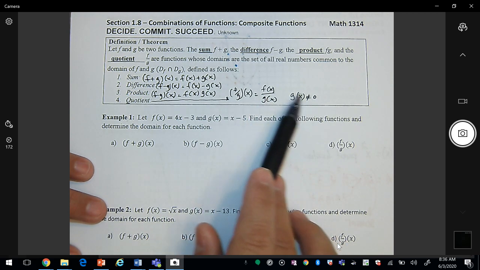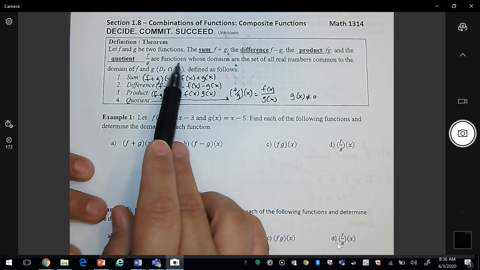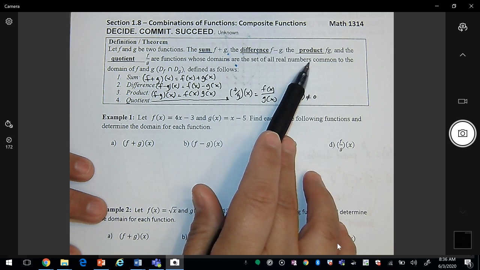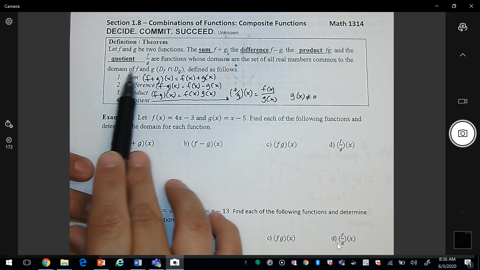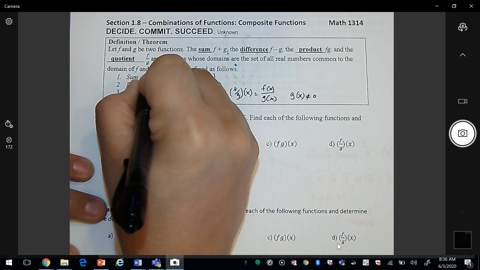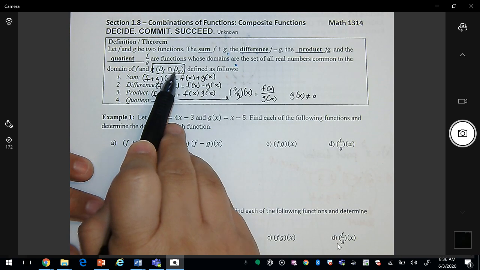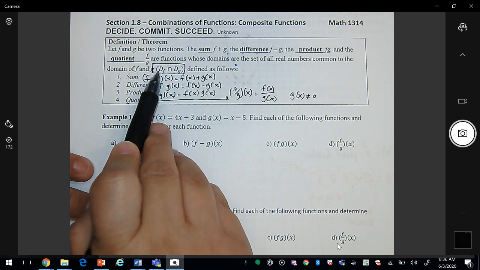0. The domain, once we perform these operations, is a set of all real numbers common to the domain of f and g. And so this right here means the domain of f intersected with the domain of g, which just means what do they have in common.